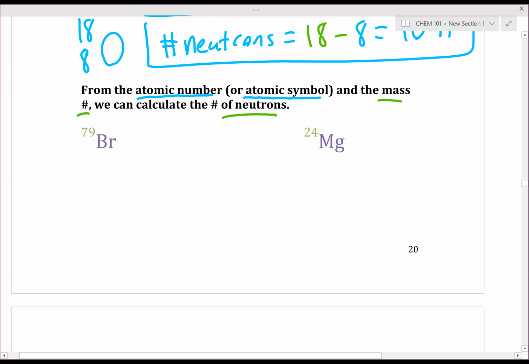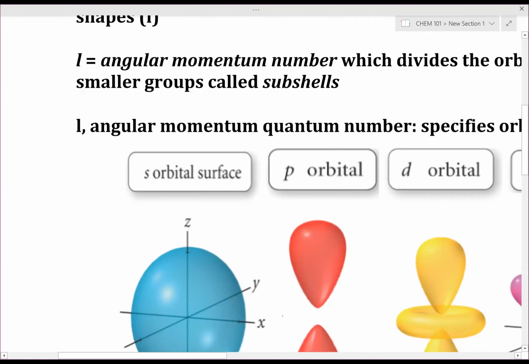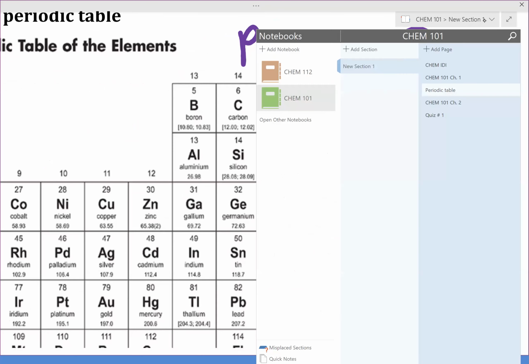So I saw a lot of reasonable answers. First and foremost, we need to fill in our atomic numbers. For bromine, if we go to the periodic table and find bromine, the number above bromine is 35. So we have an atomic number of 35. Perfect.